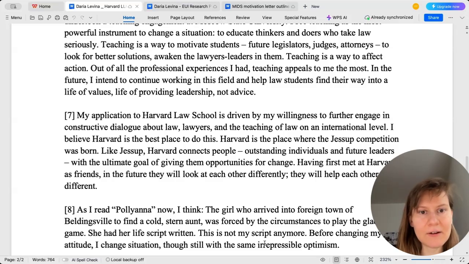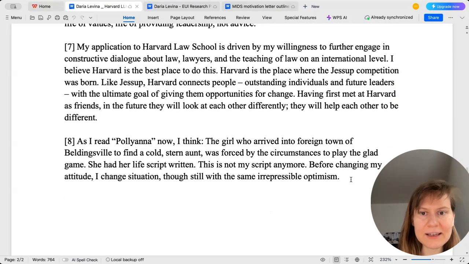As you see, I only have one paragraph, and my paragraph is about a vision. It's about this idea of a constructive dialogue about law, lawyers, and the teaching of law at an international level. I don't name courses. I talk about community. And then I have a closing paragraph, which is paragraph number 8. And here I bring the reader back to where I started and play with this idea of a script. I show how the character, me, changed throughout the essay and life.